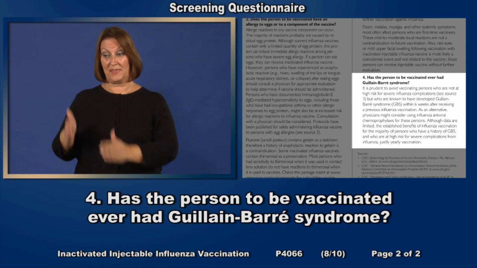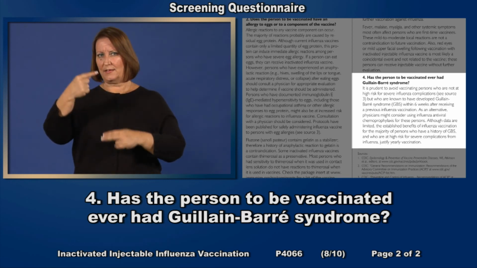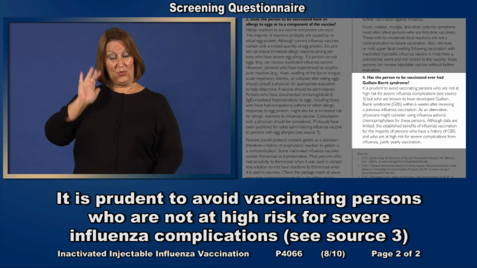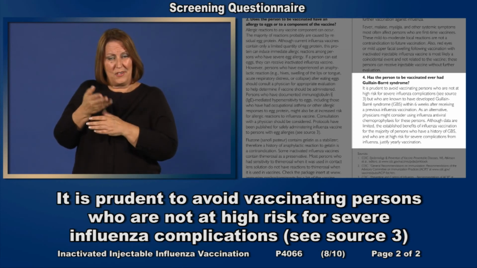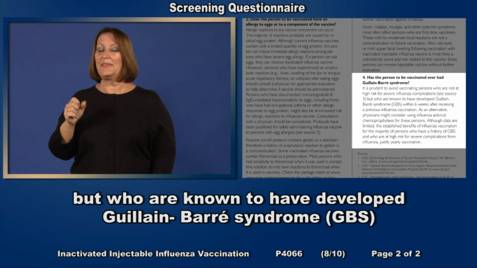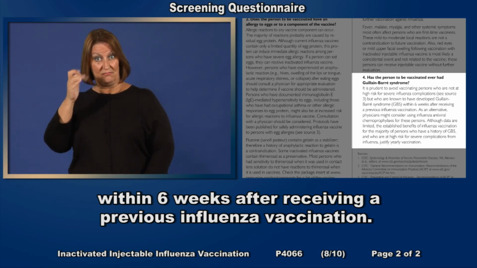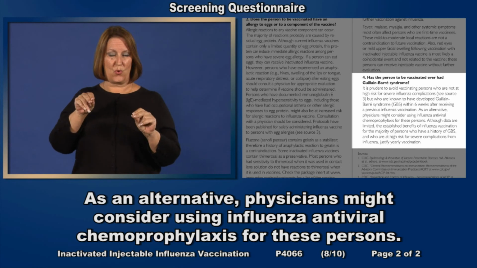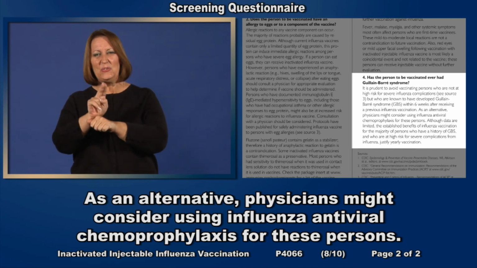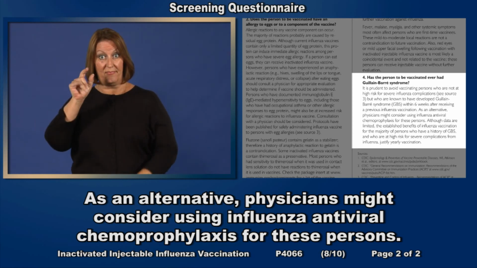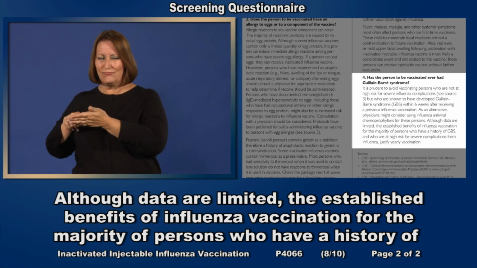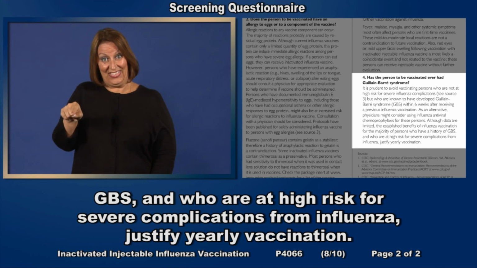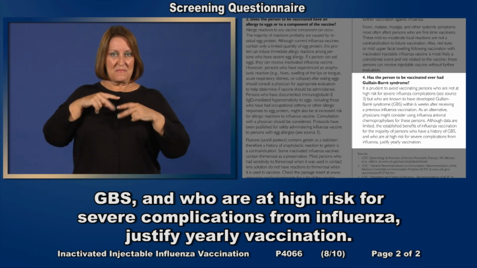4. Has the person to be vaccinated ever had Guillain-Barré syndrome? It is prudent to avoid vaccinating persons who are not at high risk for severe influenza complications, but who are known to have developed Guillain-Barré syndrome within 6 weeks after receiving a previous influenza vaccination. As an alternative, physicians might consider using influenza antiviral chemoprophylaxis for these persons. Although data are limited, the established benefits of influenza vaccination for the majority of persons who have a history of GBS and who are at high risk for severe complications from influenza justify yearly vaccination.